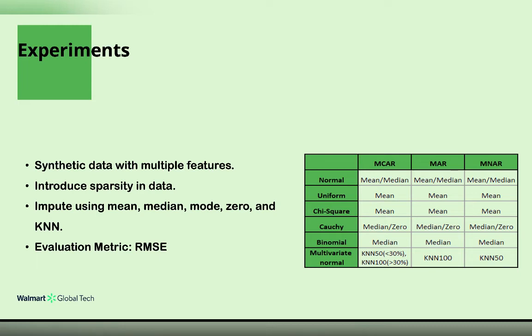When data is multivariate normal, for missing completely at random and having less than 30% missing data, KNN with 15 neighbors appears as winner. Whereas when the percentage of missingness increases, we have to increase the number of nearest neighbors, and that holds for the other two techniques as well.